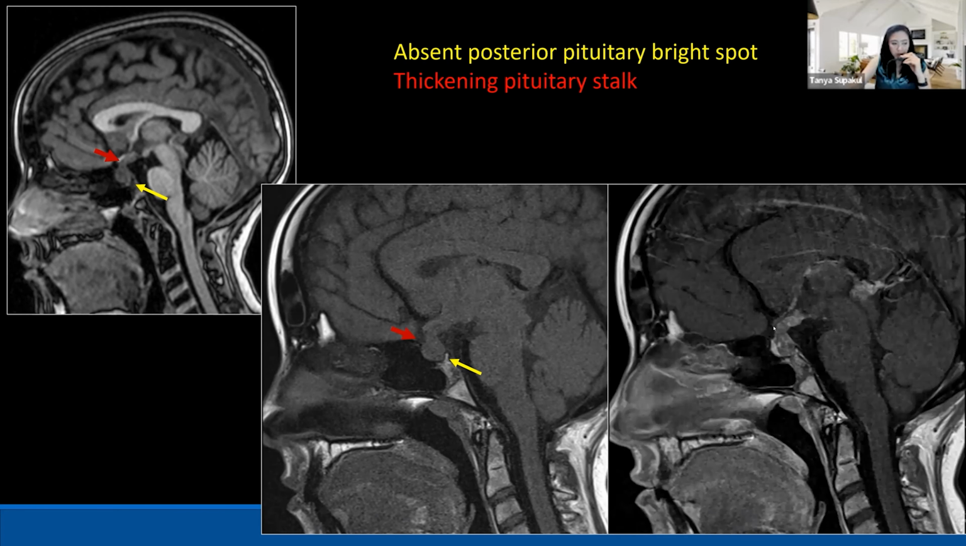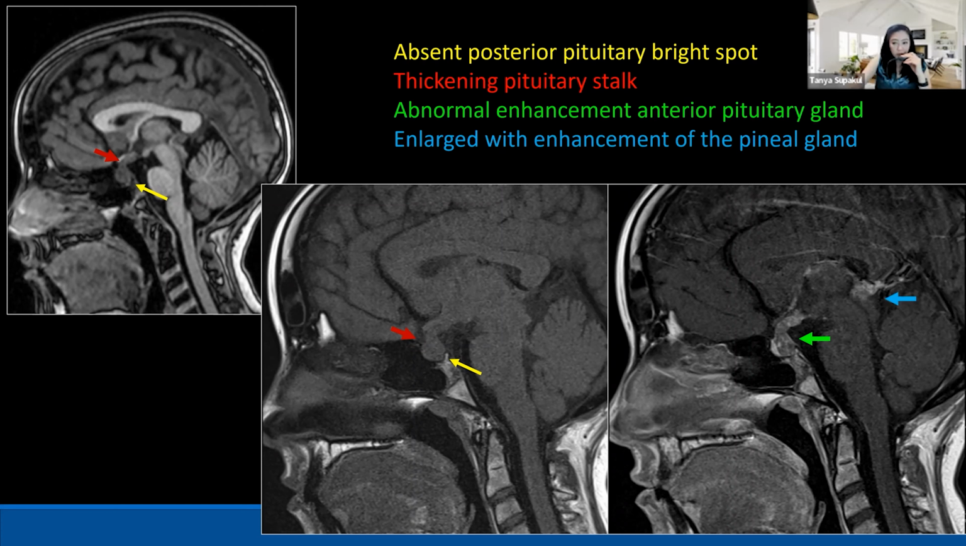The post-contrast image definitely shows a too-thick pituitary stalk, and also some abnormal contrast enhancement of the anterior and posterior glands over there. And when you look closely, there is some abnormal contrast enhancement in the pineal gland. The pineal gland looks too big and has some heterogeneous contrast enhancement. So this patient turned out to be germinoma.